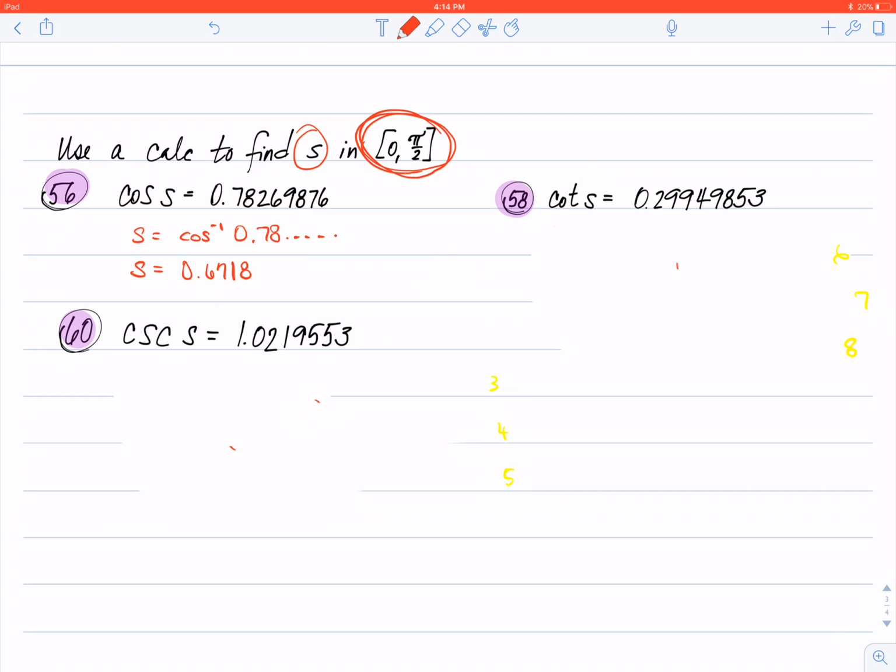Since my restriction is only the first quadrant, I don't need to come up with a plan. Earlier in this chapter, I came up with a plan and found all of the places where this was true, but I'm only working in first quadrant, so this 0.6718, that is an angle in first quadrant.